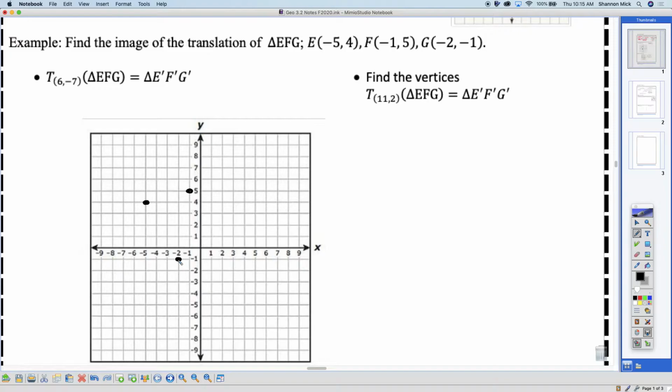And then obviously it's a triangle. How do I know this is a triangle before they even tell me? Because it has 3 vertices, which would make 3 sides. And plus it has the triangle symbol. Those lines aren't straight. Okay, so this is E, F, and G.